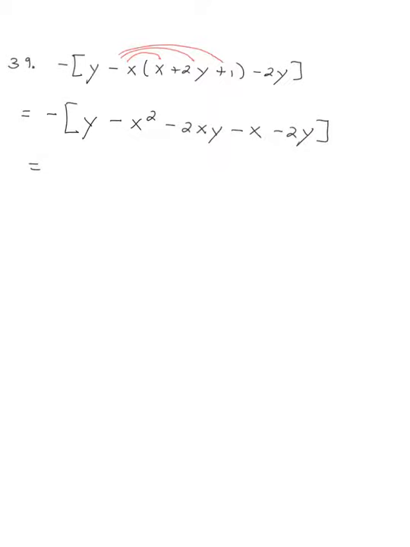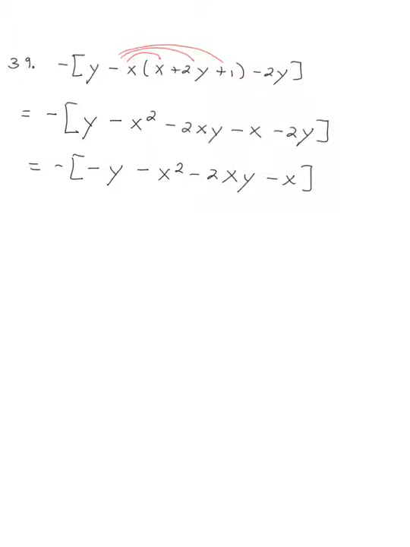Before moving forward, I want to see if there's any like terms that we can combine. The only thing I'm seeing are the y's. We have a 1y, which there's no 1 written here, and a minus 2y. 1 minus 2 is a negative 1y. I'll just write that as negative y. Then I have minus x squared, minus 2xy, minus x. There are no like terms here.